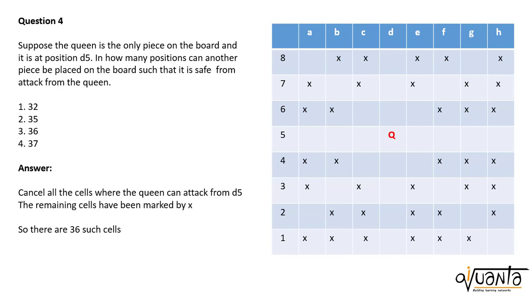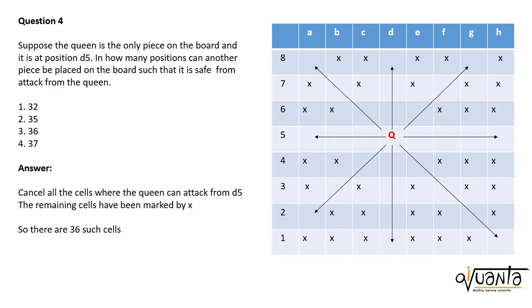Suppose the queen is the only piece on the board and it is at position D5. In how many positions can other pieces be placed on the board such that it is safe from attack from the queen? So this question is very simple. We have to cancel all the positions where the queen can attack from D5. So it can attack in this way, in this direction and in all the other directions. So all the positions that remain uncancelled will be the answer to this question.